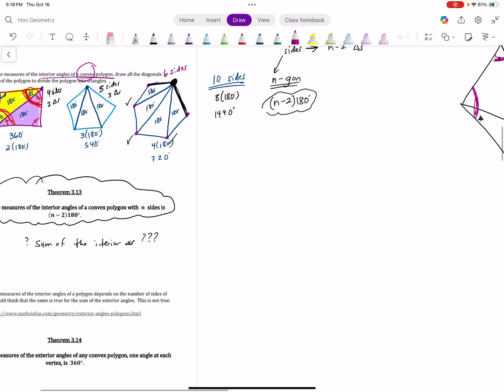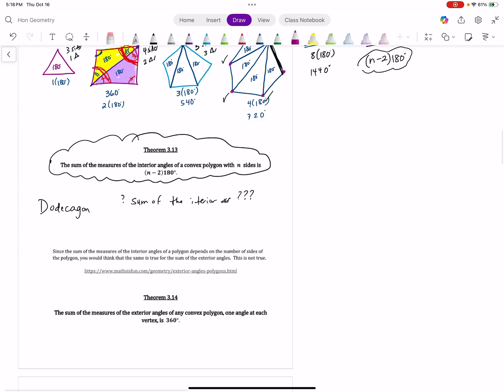This is the formula. So if they said, what's the sum of the interior angles? Then you'd say, oh, well, there's 12 sides. That's going to make 2 less triangles, or 10 triangles. There's 180 degrees in a triangle. That means I've got 1,800 degrees total. And that's it. That's all you do.